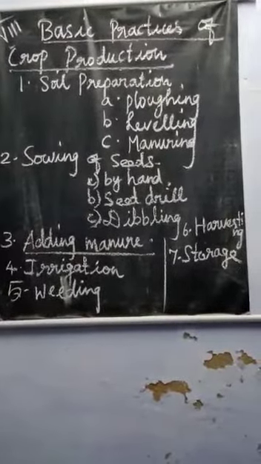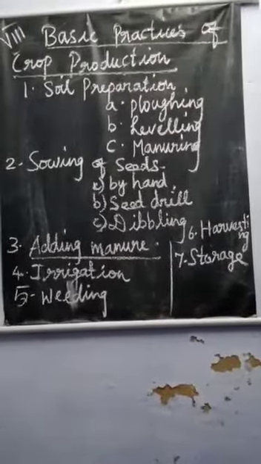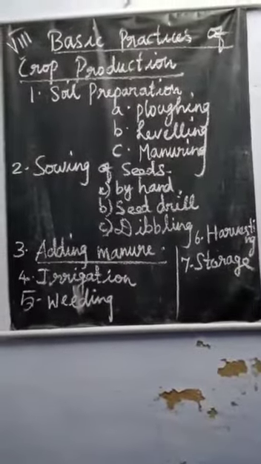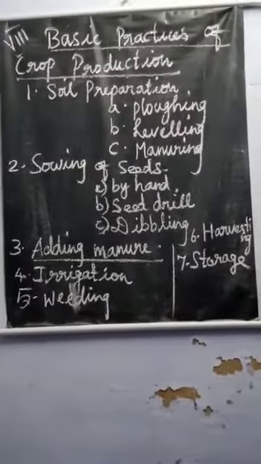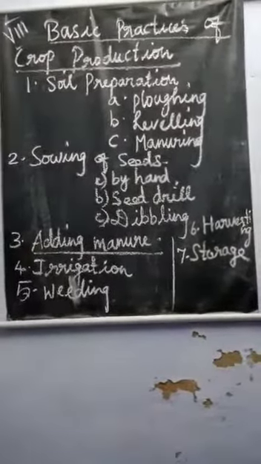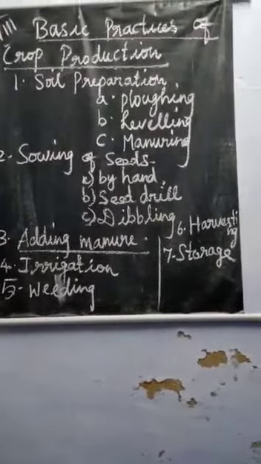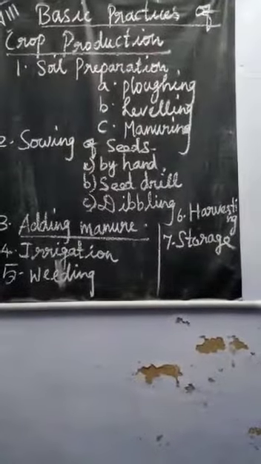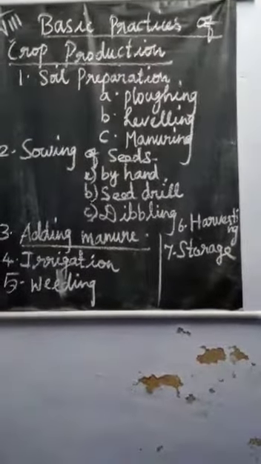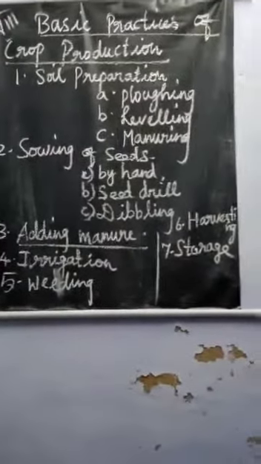Manuring means adding manure to the soil. It is nothing but adding manure to the soil. The next one, the second step, is sowing of seeds. Sowing of seeds is the second step in crop production.